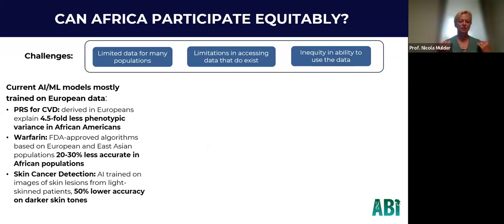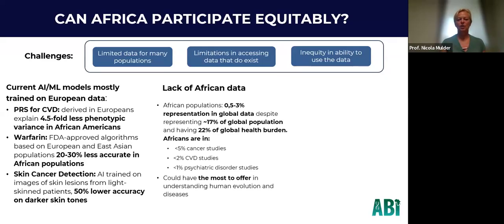So the challenges, as I said, limited data for many populations. If we look at how AI is being used, the risk score, how you calculate risk for cardiovascular disease, it's 4.5-fold less applicable to our populations. Warfarin is a well-known blood thinning drug. The algorithms that they use to determine the dose are 20 to 30% less accurate in our populations. Skin cancer detection, the use of AI and images for skin lesions have all been done for light skin, 50% lower accuracy in darker skin tones.